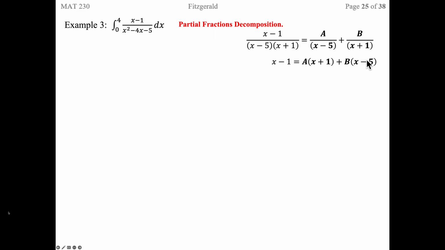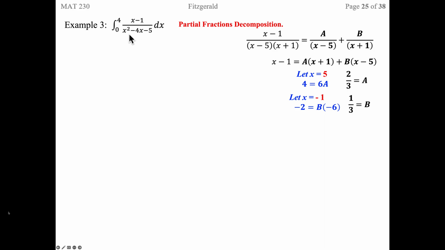So here, since there's only one factor for the capital A and capital B, I'm going to let x equal 5. So that'll cancel this binomial out to a 0. And so 5 minus 1 is 4, 5 plus 1 is 6. We can solve for A, divide over the 6, we get 4/6, which becomes 2/3. And then I'm going to do the same for this binomial. I'm going to let x equal negative 1. So negative 1 minus 1 is negative 2. Negative 1 plus 1 is 0, that's gone. Negative 1 minus 5 is negative 6. Divide that over. B is equal to 1/3.